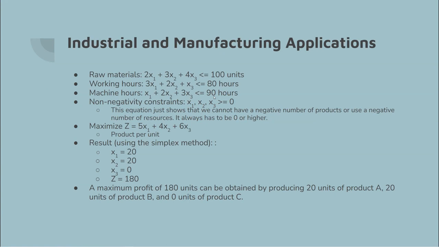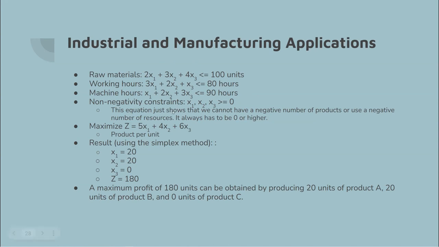The coefficients here are just going to represent the consumption of raw materials required to produce 1 unit of each product. So product A, which is x1, is going to consume 2 units of raw material. Product B is going to consume 3 units, and product C will consume 4 units. And then we'll apply that to the rest of our equations.